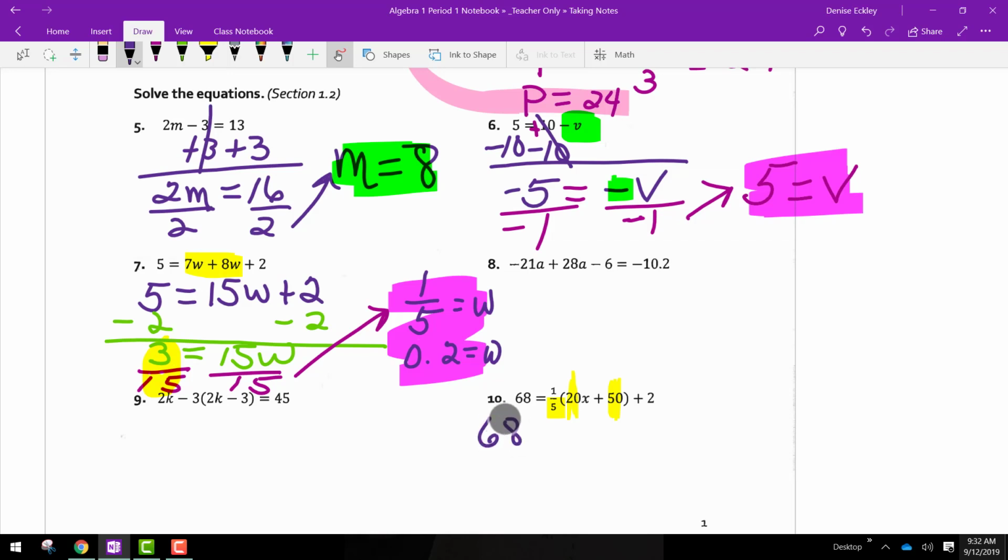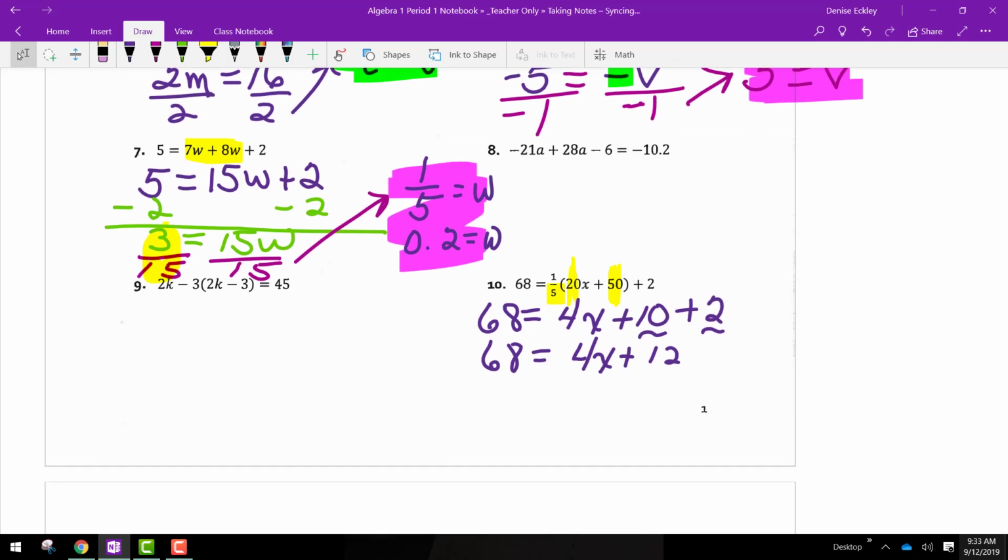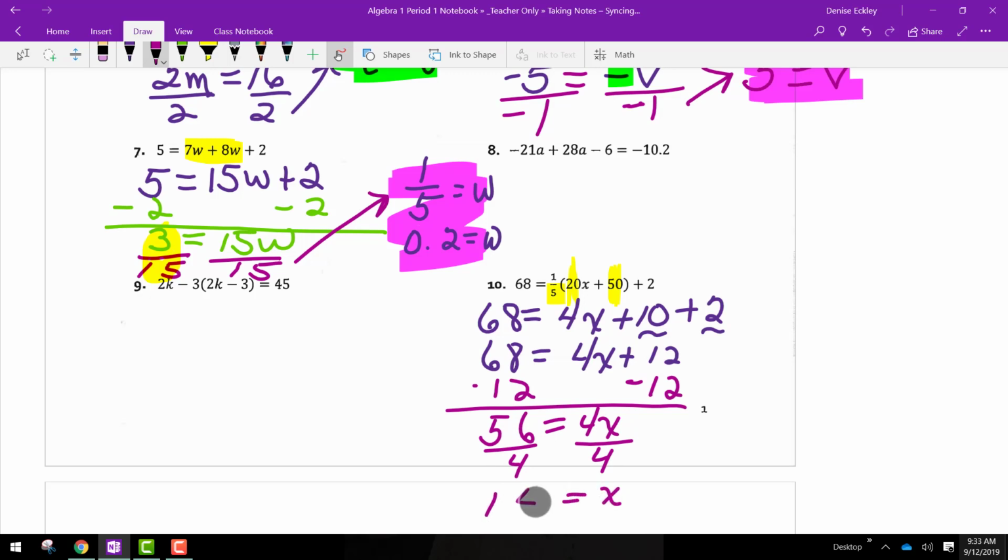So I keep the 68. I take 20 divided by 5 and I get 4x. Then I'll do 50 divided by 5 and I get 10. And then I still have the plus 2. Then I have my like terms to put together. So I have 68 equals 4x plus 12. And now I can finish this. So I am going to subtract 12 from both sides. So I get 56 equals 4x, divided by 4. And I get x equals 14.